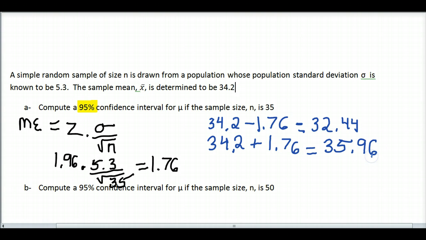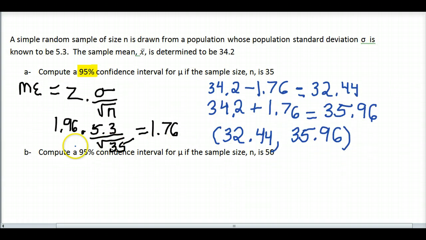Now there are several ways to write a confidence interval. Since you're typing them, it might be very helpful to write them using parenthesis notation. We write the lower end first, and then the upper end, separated by a comma in parentheses. That will allow you to very easily type out the confidence interval.